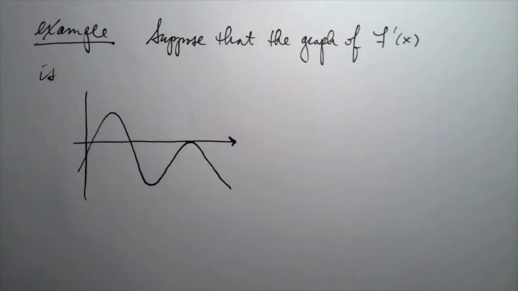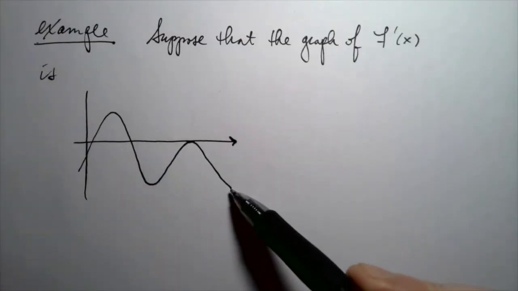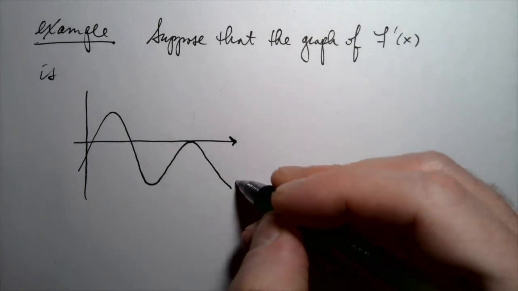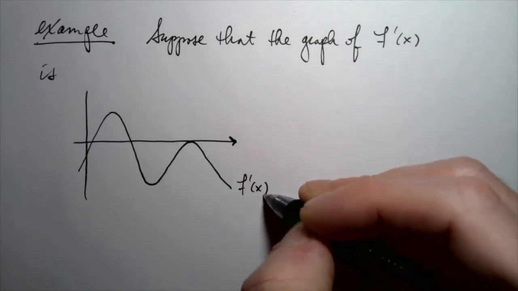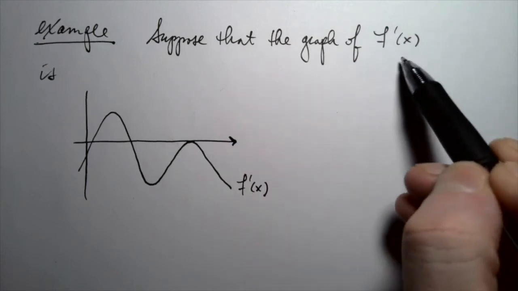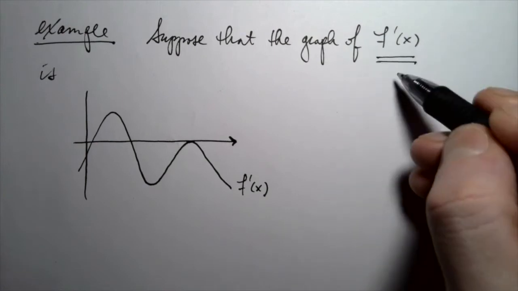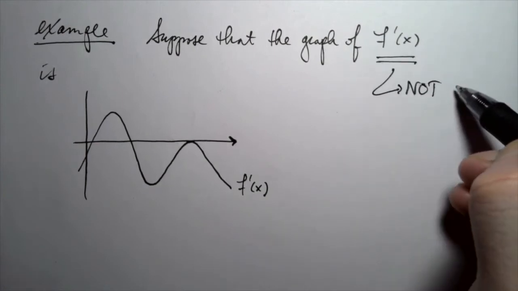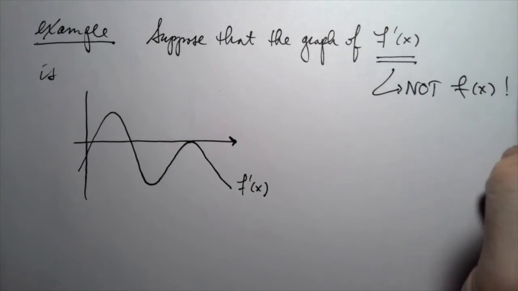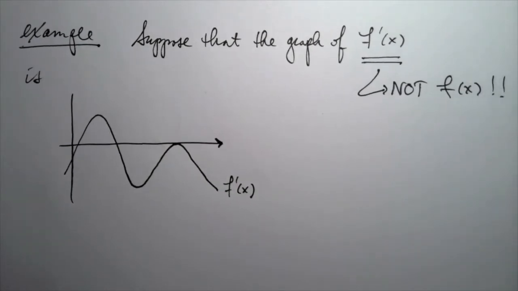For this next example, we are given a graph, and what's essential is that we read carefully, right? This is the graph of the derivative. It's not the graph of the original function. Okay, so we're going to figure out information about the original function just based on the graph of the derivative.